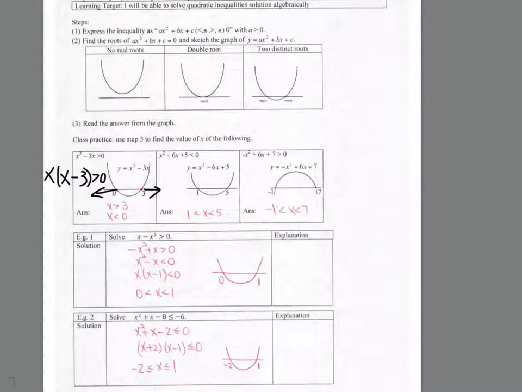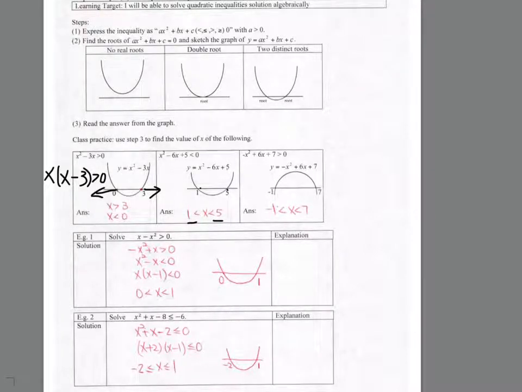How about the second one? X squared minus 6x plus 5 less than 0. So what are the x-intercepts? If you use the factoring fish method, you're going to find the zeros are 1 and 5. And since we're looking for less than, your x value is going to be in between 1 and 5. So x is less than 5 and greater than 1.